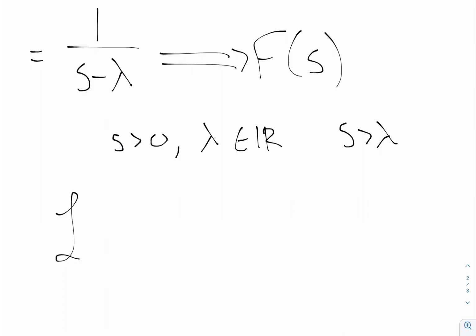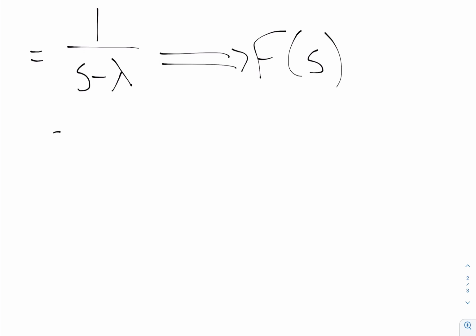Okay, because if we have lambda greater than s, this will be 1 over a negative number. Okay, and we don't want that. So that's the conditions we need to work with there. I'll just rewrite this here. So s has to be greater than lambda.